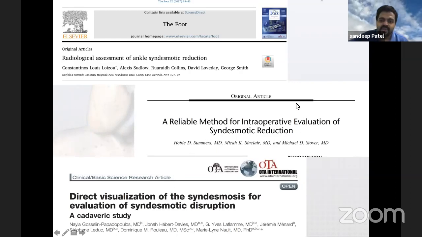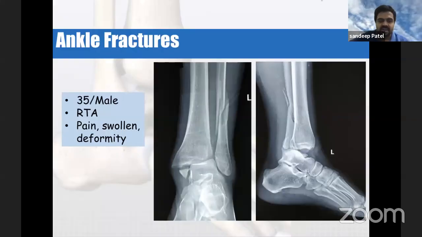And then we have a very good article in the JOT which compares all the things, and they do stress upon the need of an intraoperative CT scan, but well, that's not available everywhere. But if you have it, it's a good way of assessing the syndesmotic reduction. So the key thing is the syndesmotic malreduction is not acceptable. Well, now let's move on to a trimalleolar fracture.